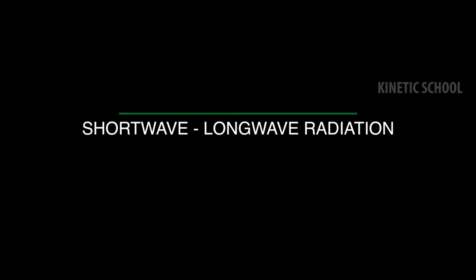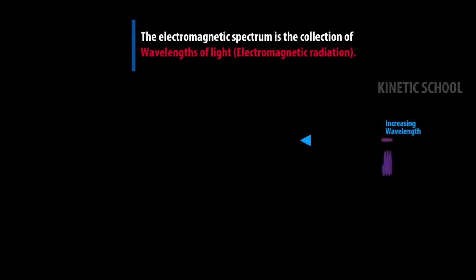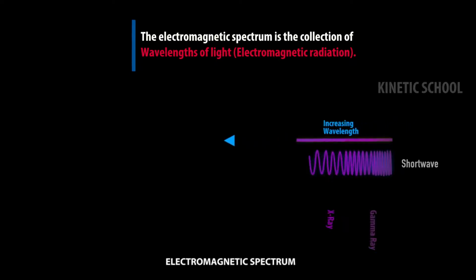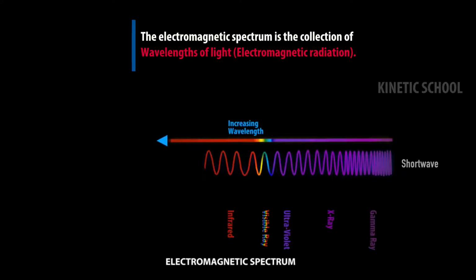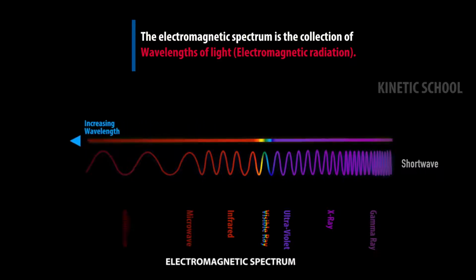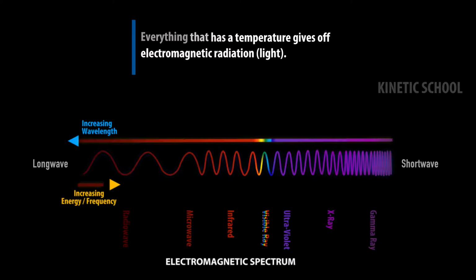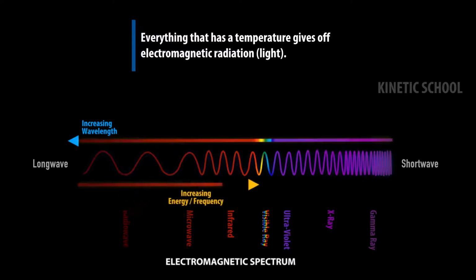Electromagnetic spectrum and shortwave, long-wave radiation. The electromagnetic spectrum is a collection of wavelengths of light or electromagnetic radiation. Everything that has a temperature gives off electromagnetic radiation.